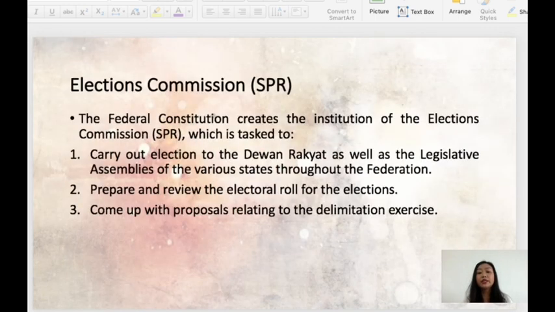Elections Commission, SPR. The Federal Constitution creates the institution of the Elections Commission, SPR, which is tasked with three things. The first one, carry out elections to the Dewan Rakyat as well as the legislative assemblies of the various states throughout the federation. Secondly, prepare and review the electoral roll for the elections. Thirdly, come up with proposals relating to the delimitation exercise.